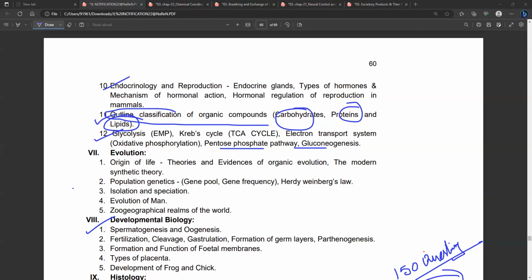Then proteins: primary structure, secondary structure, tertiary structure, quaternary structure. Which forces are involved in the tertiary structure? In which structure are disulfide linkages involved? In which structure is hydrogen bonding involved? In which structure are salt bridges involved? Those things have to be studied in the proteins. I will explain when we are discussing it, but I'm telling you how to read.